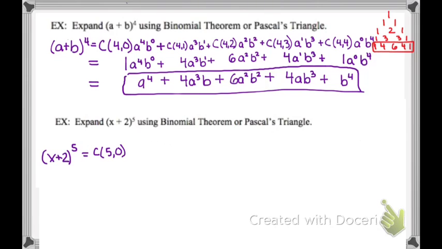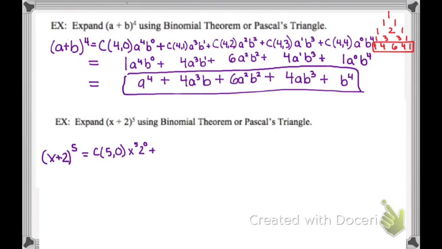But take a look here at this example. Where we used to have a, we're now going to have an x. So instead of a to the 5th, it's going to be x to the 5th. So we put x to the 5th. And where we used to have b, we now have a 2. So I'm going to put 2 to the 0. And that's the only thing that's going to change at this step. We'll deal with the simplification when we get there.